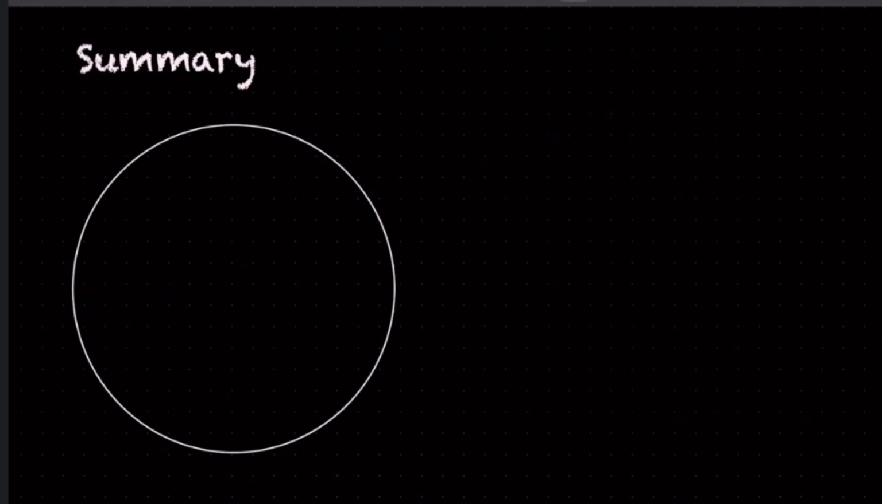Now we have come to the end of the video. Let's do a recap. Circles. This is the center of the circle. So from center to the edge, this is the radius. From edge to edge, past the center, is the diameter. And the outer ring is the circumference.